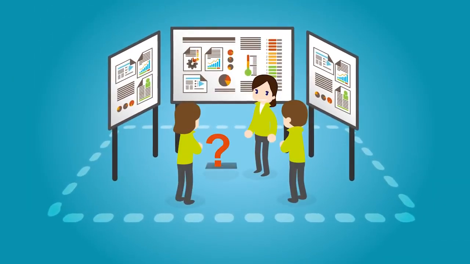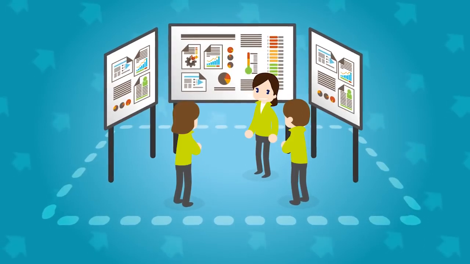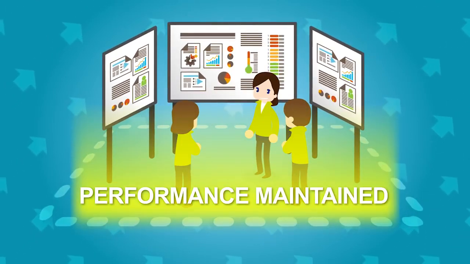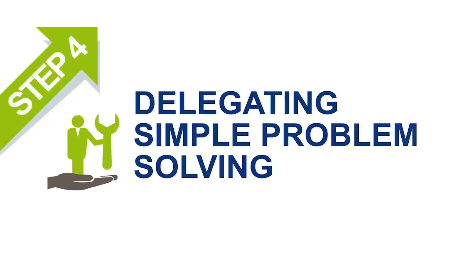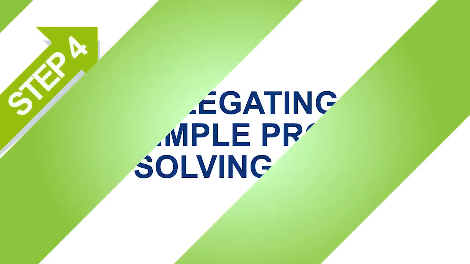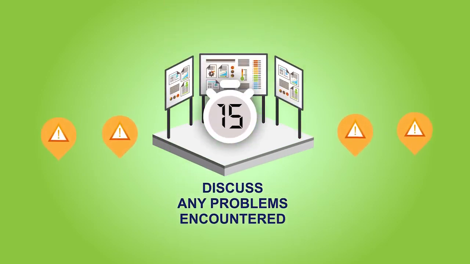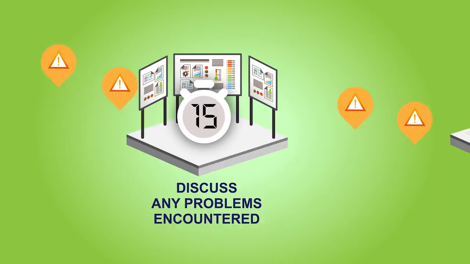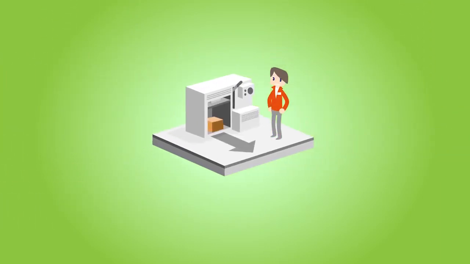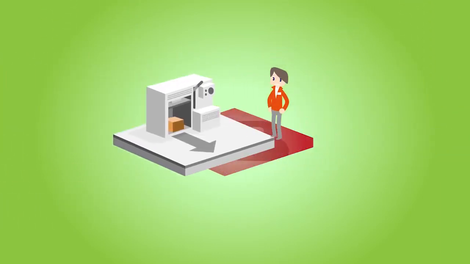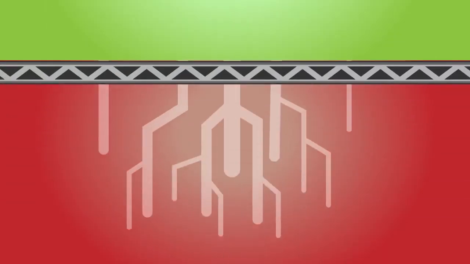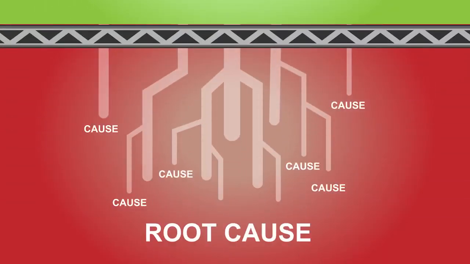So then, on the day you're not around, the meeting will nevertheless take place as a daily custom, and the level of performance will be maintained. The fourth step of the lean manager is about delegating simple problem solving. Although the 15-minute flash meeting is the time to discuss any problems encountered, the objective is not to deal with them straight away. All problems encountered require a field visit in order to observe and identify the root cause.